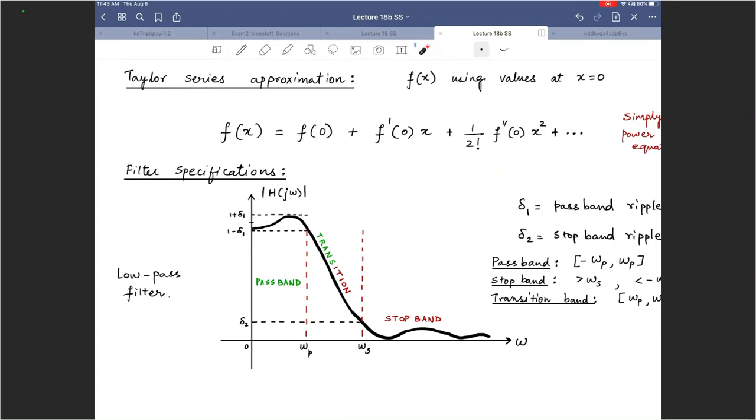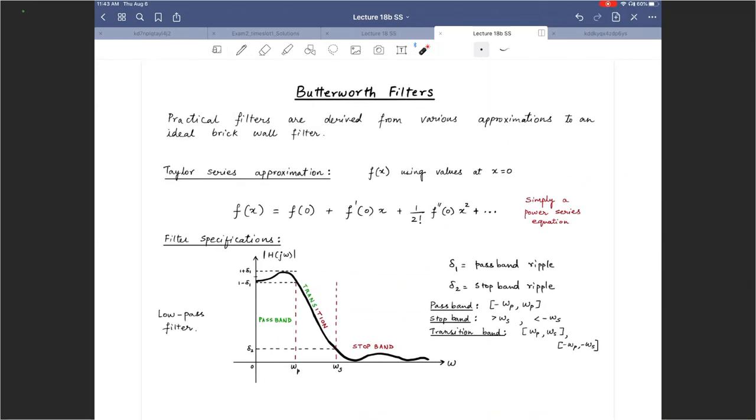And as you go into the stop band, what order of filter is this? Oh, I don't know yet. It looks like a very low order filter because things are slow in transition. There's a lot of ripple that is shown. This is just an arbitrary filter spec.